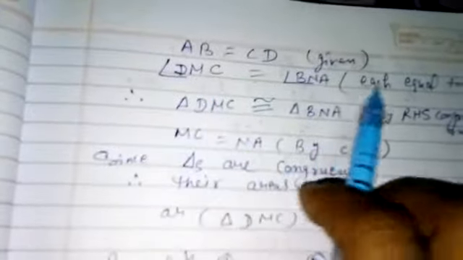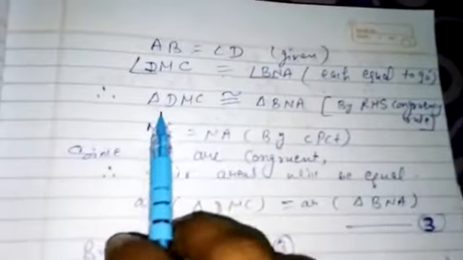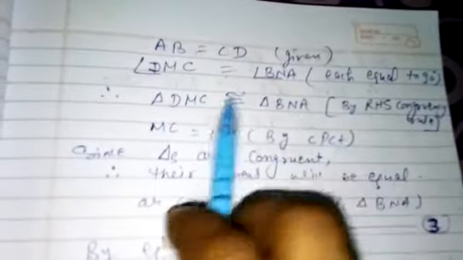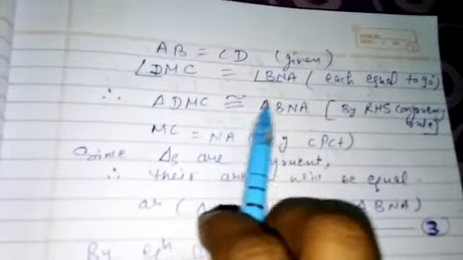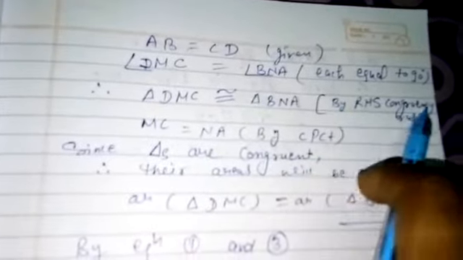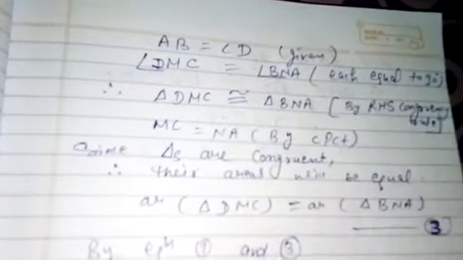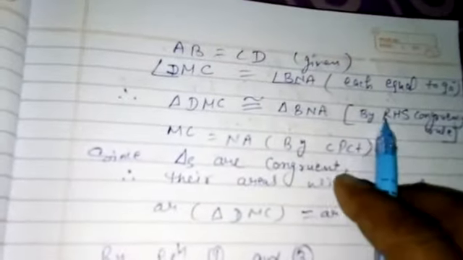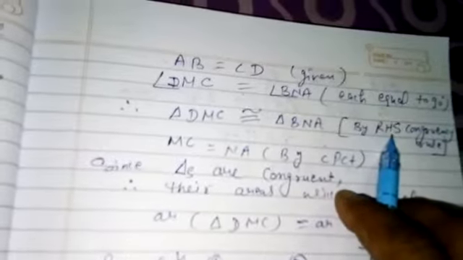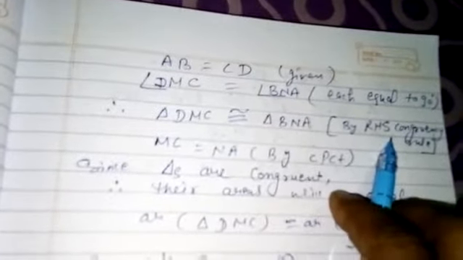And AB is equal to CD, given. DMC and BNA are each 90 degrees, so triangles DMC and BNA will be congruent. Here we will apply the RHS congruency rule. RHS means: R means right angle triangle, H means hypotenuse, S means side.